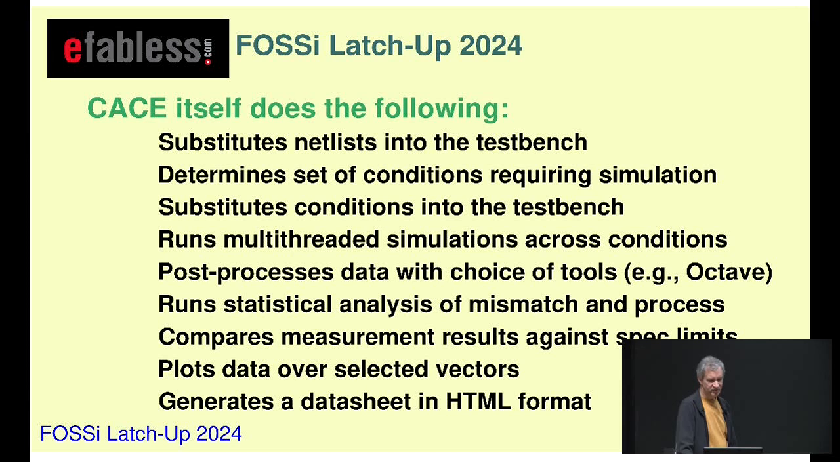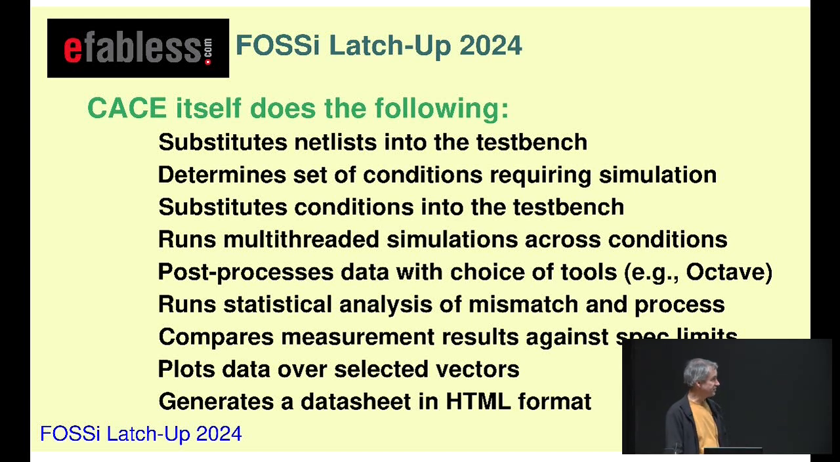Furthermore, it can substitute the net lists, depending on which net list you wanted, schematic or simulation post layout, substitute that into the test bench, determine the set of conditions requiring simulation, so how many corners, how many temperatures, how many voltages, and how many total unique conditions does that mean, and figure out how many simulations it has to run. Then it will do the simulations. It will run them multi-threaded across all of the conditions.